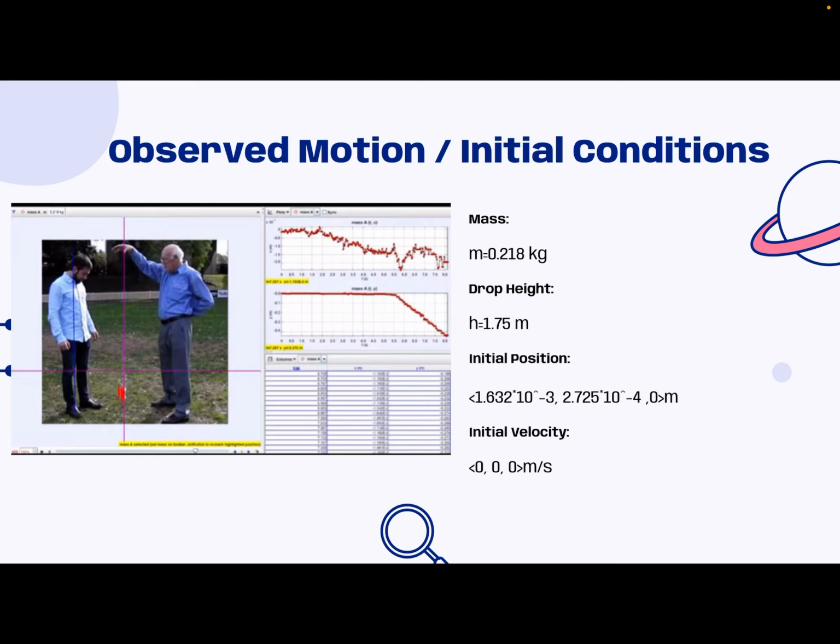In Tracker, I started by recording the motion of the bottom of the slinky. The mass used was 0.218 kilograms and the drop height was 1.75 meters. I also extracted the initial position from the Tracker data and set the initial velocity to 0 since the slinky starts from rest. These measurements were essential because they determine how accurate the computational model is when I compare it to real-world motion.